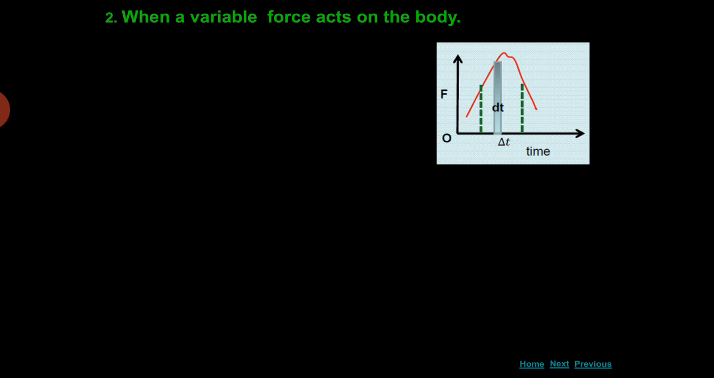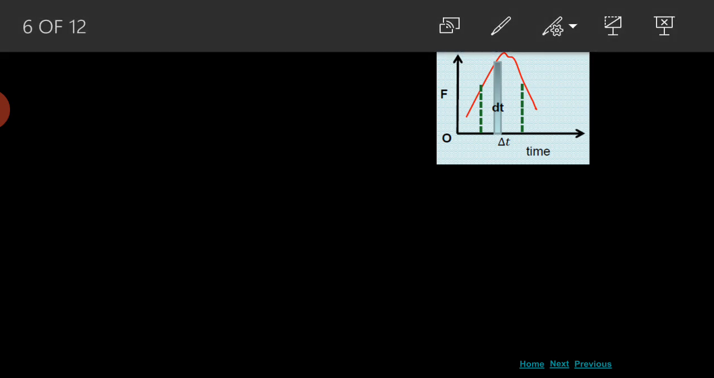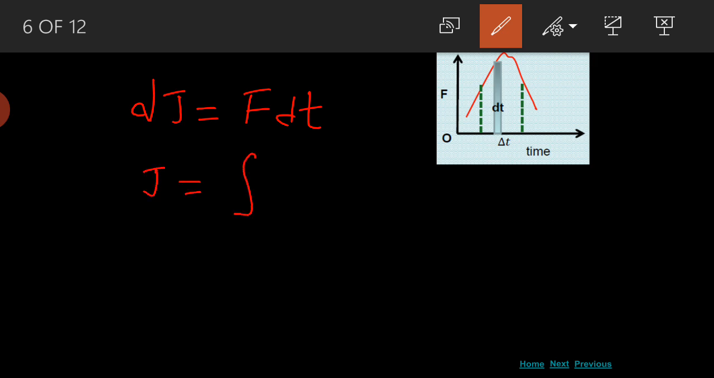Now, impulse acting during this time interval, dJ, is equal to F multiplied by dt. What about the total impulse of the force? So we have to integrate it within the limits. Let us take the limits from 0 to t.